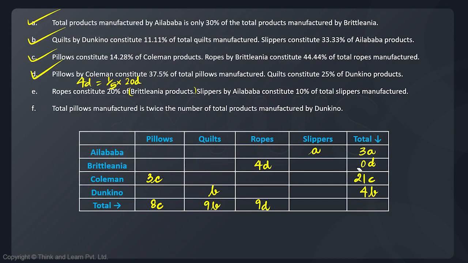That means we will have to double this. The moment I double this A as 2D, the other A should also become 2D. So 3D will become 6D. This A will become 2D.